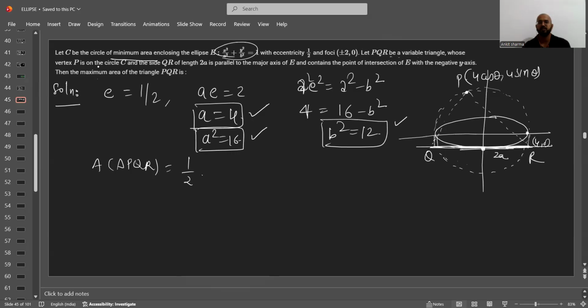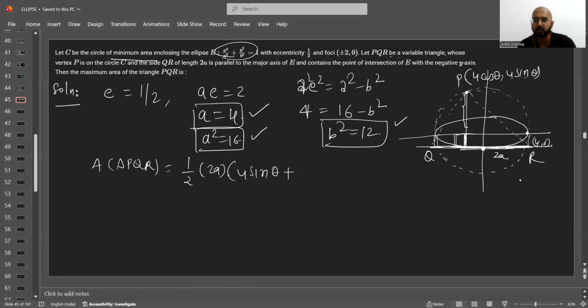So area of triangle PQR would be what? It's half into base, which is how much? 2A, into height, which is basically we can simply drop a perpendicular. So if we drop a perpendicular, then we know this is simply 4 sine theta. So it's 4 sine theta plus how much is this? From here to here, I need to find out that eventually this is 4 sine theta. This is my length 2A. There's nothing given here. So this height, I know it's 4 sine theta. Now I need this height.